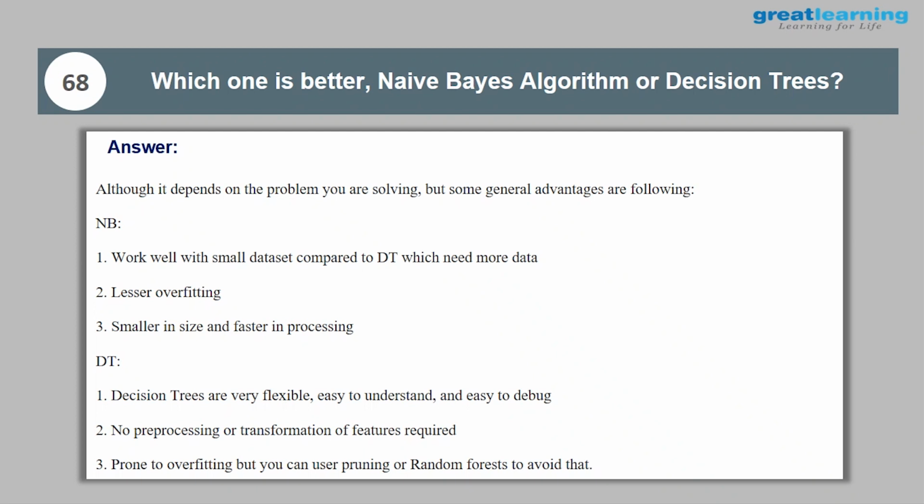Now comes the decision tree. Decision trees are very flexible, easy to understand and easy to debug. No preprocessing or transformation of features is required. Prone to overfitting, this is a default, this is not a good thing about decision trees, but you can use pruning or random forest to avoid that. You can use these techniques to avoid the overfitting part of the decision tree.